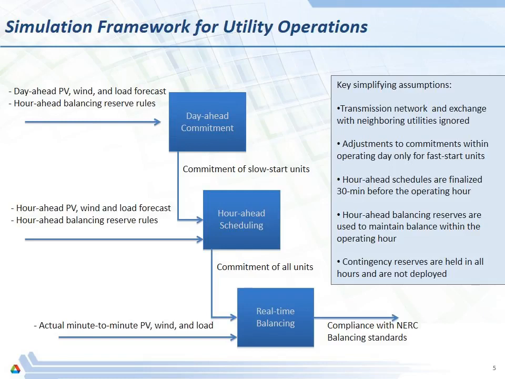Also in the hour ahead, we have modeled the utility as holding some resources in reserve during the hour ahead scheduling process in order to balance the system within the operating hour. And this is in addition to any contingency reserves that they would otherwise need to hold. So this question of how much additional balancing reserves the utility should hold during the hour ahead scheduling was also one of the questions that we had. I'll walk through how we set these reserve rules. In particular, what we're trying to do is capture 95% of the deviations from the hour ahead schedule. I'll walk through that here in a moment.